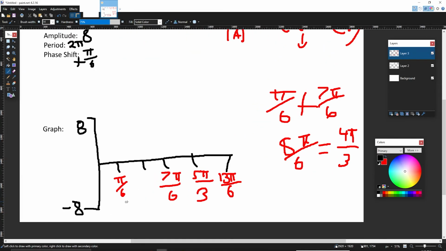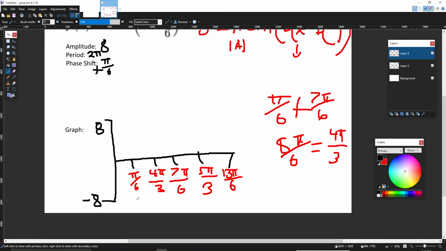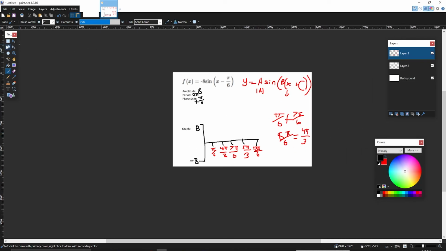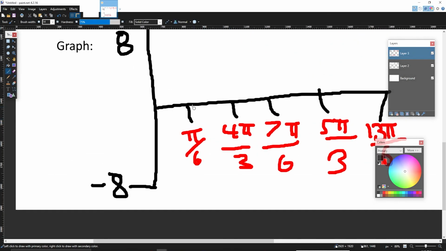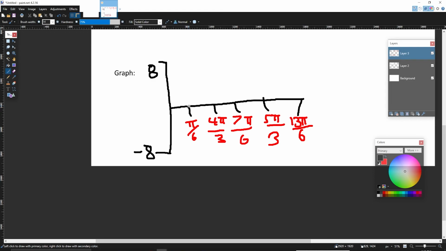You're going to get 4 pi by 3. Okay? So remember what I said earlier about the negative thing? This is where we're going to start graphing it, okay? Since it's negative, we're going to start at the first point and go down this time instead of up. So we're going to go down.